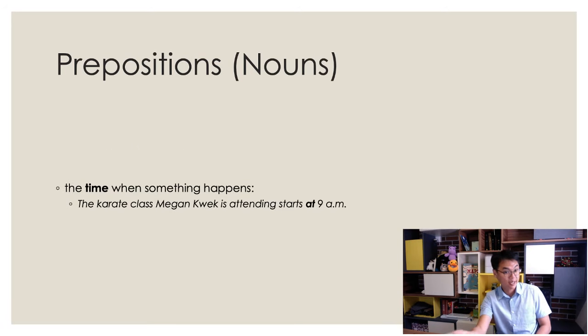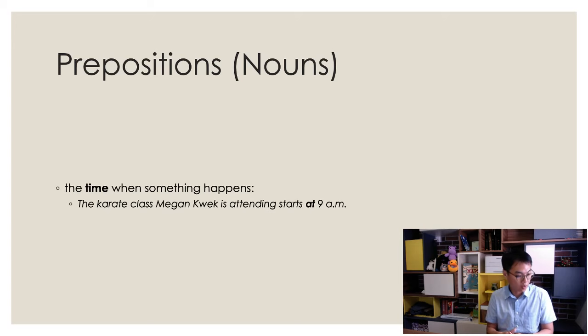It can also refer to time. So prepositions can tell you a direction in time as well. For example, the karate class Megan Kwek is attending starts at 9 a.m. Let's assume that Megan is attending karate class. What time does Megan's lesson start? It starts at 9 a.m. So the word at is a preposition of time. It tells me when the karate class that Megan Kwek is attending begins.